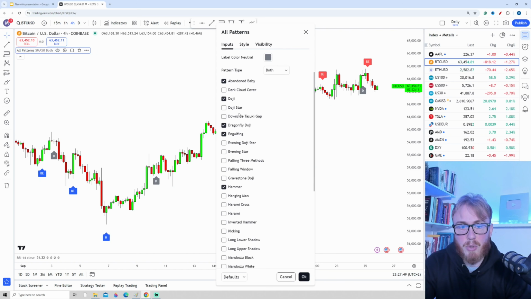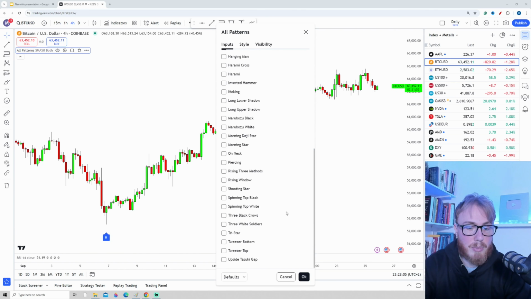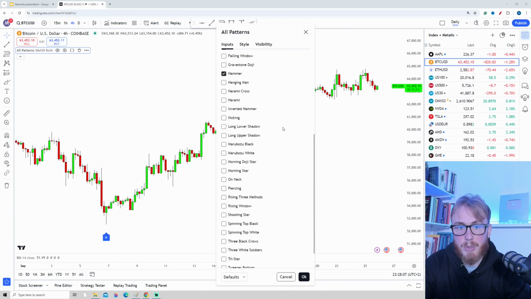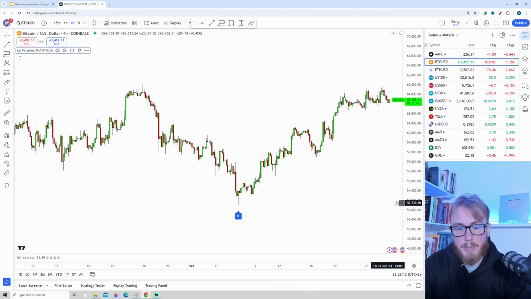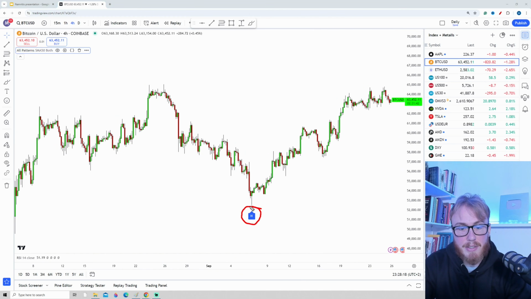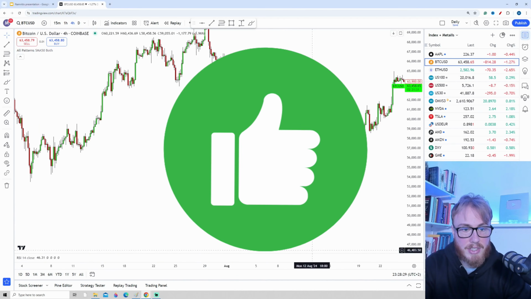And just to show you guys, let me actually uncheck everything except the hammer pattern we talked about earlier. So if we only choose hammers, now this indicator will automatically identify hammers only. So let's do this and press OK. So as you can see, if we zoom out a bit here, you can see that right here, TradingView identified a hammer. You can see before the hammer, we had a downtrend, and after the pattern, we saw a strong movement towards the upside. So this pattern was quite successful.